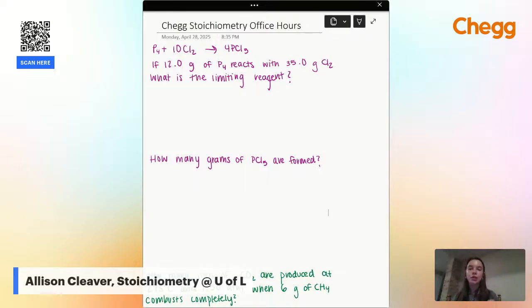If 12 grams of P4 reacts with 35 grams of Cl2, what is the limiting reagent? That's your first question. Now is your cue to actively participate. Anything you know about this problem, any way you know how to solve limiting reagent problems, any information you think we'll need, you're going to have 45 seconds to type in the chat and let me know how you would go about solving this problem and the information that you would use.